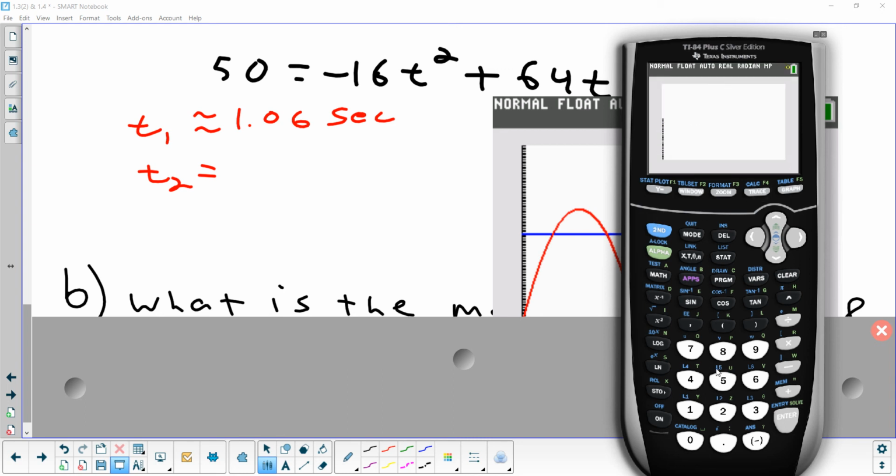Now let's do second calc intersect again. Since I turned a scatter plot on and off, it has to redraw it. If I hadn't done that, it would have still been on the screen. Alright, so now second calc intersect. Now if I just hit guess right there, it should be fine, because it's definitely closer to the intersection point on the right than it is on the left.